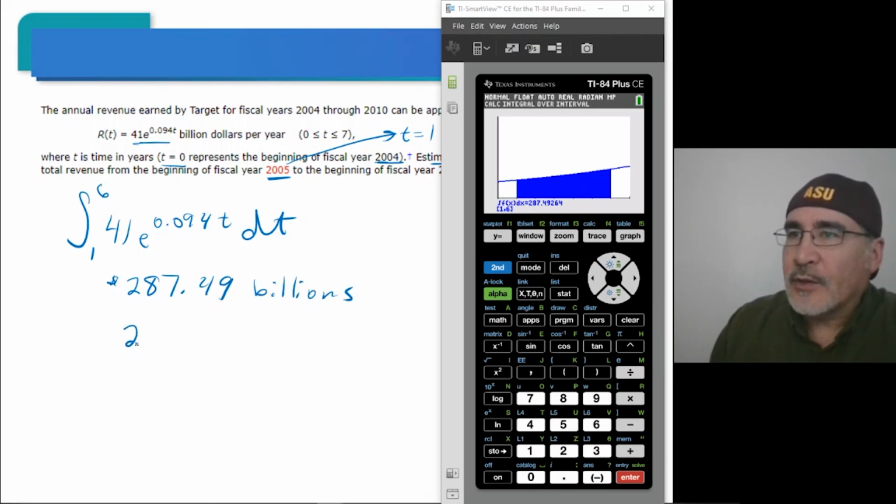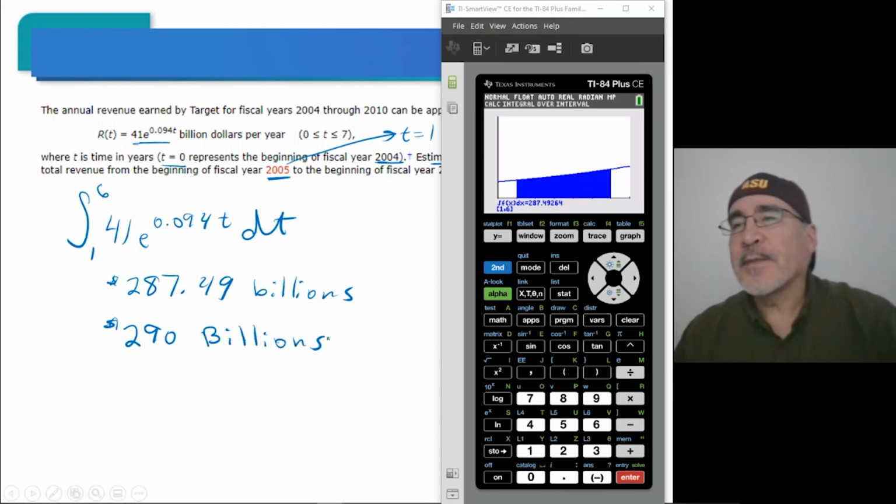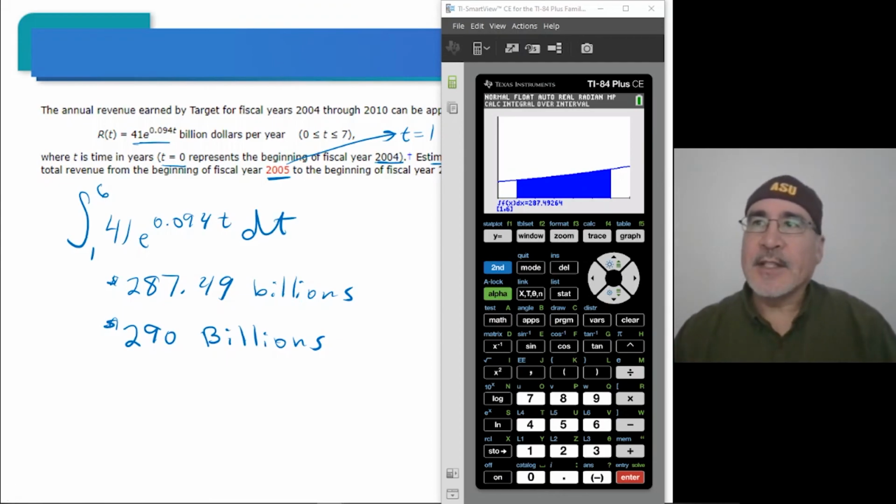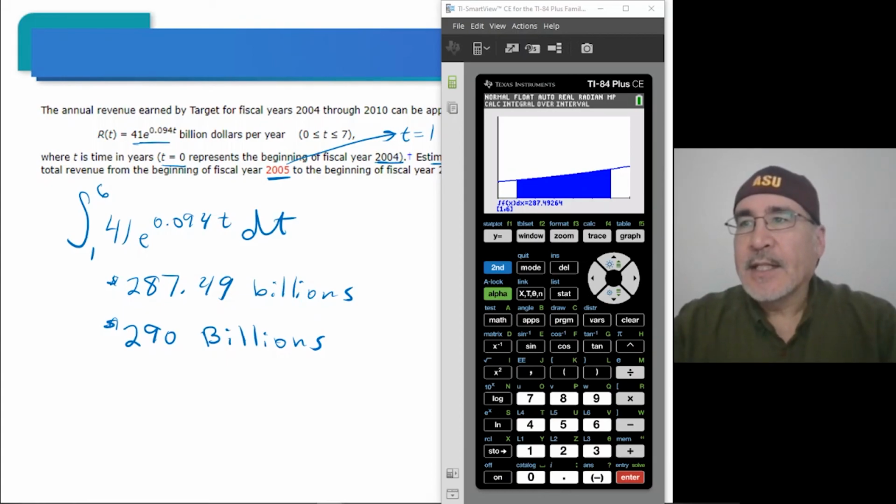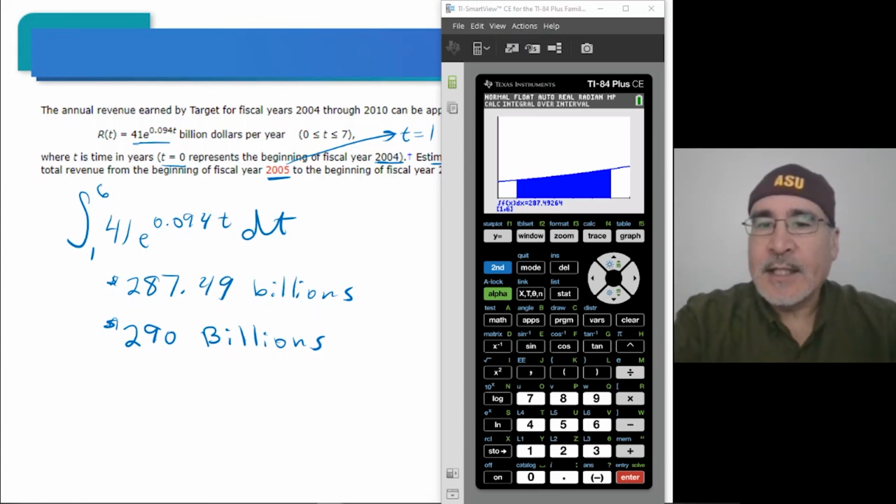So this is 290 billion. Okay, so that's what you're going to want to put in. So they accumulated their revenue, their total revenue from 2005 to 2010, 5 years, was $290 billion. Okay, so that's that one. Enter that in. But I wanted you to do that because it kind of threw me off.